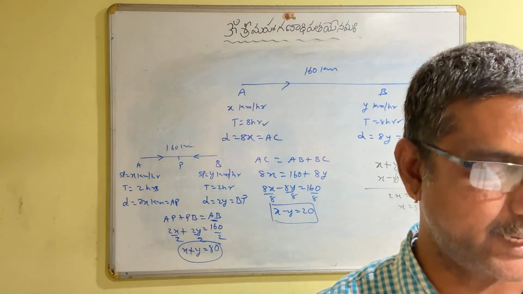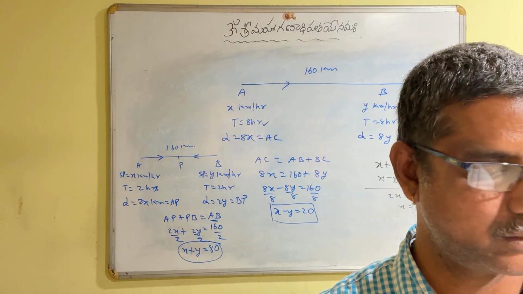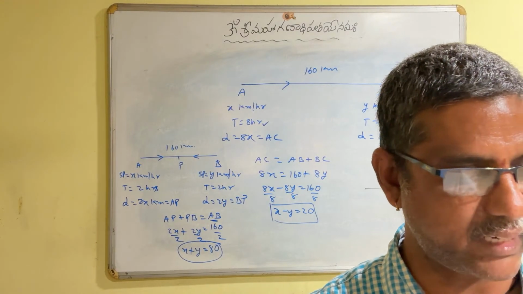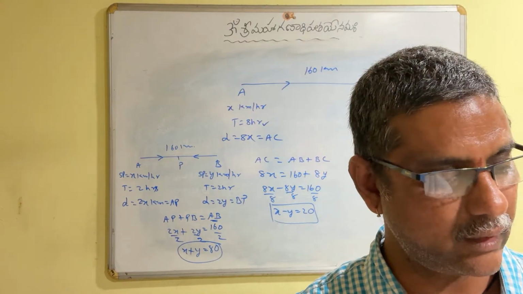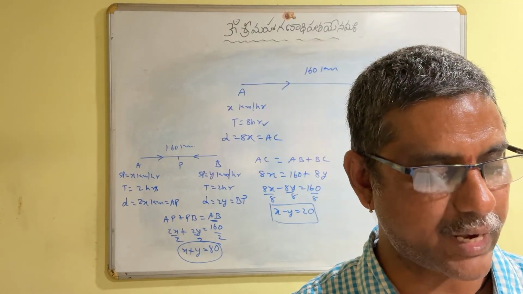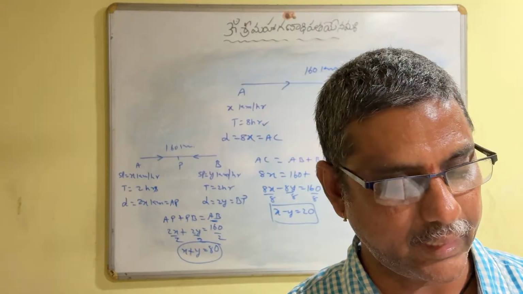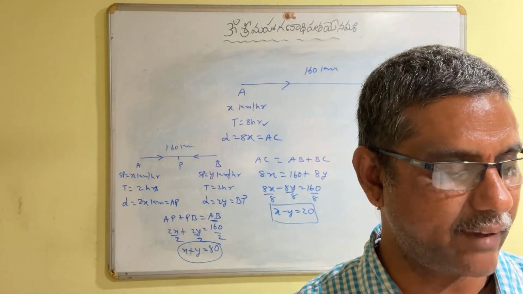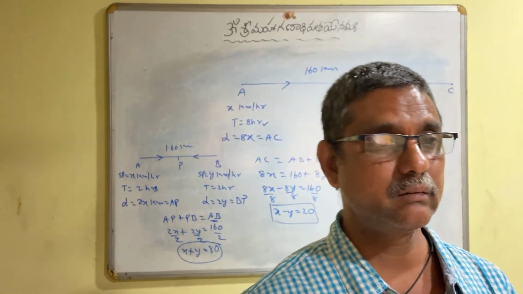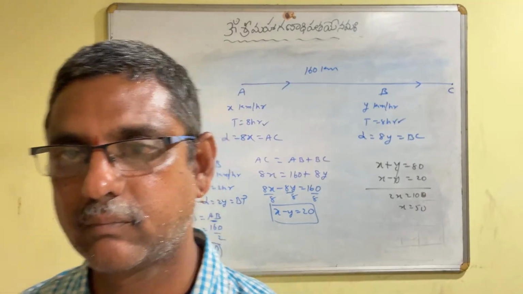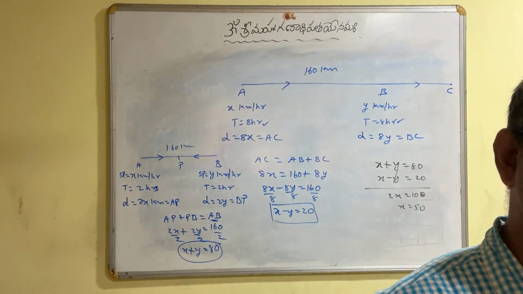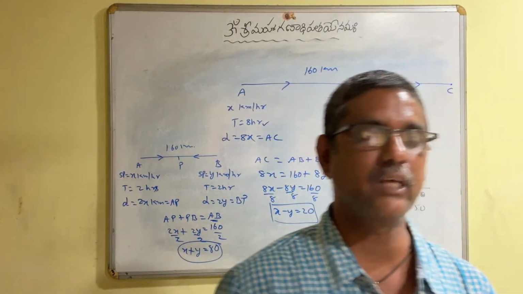See, I'll read out one question here. A sailor goes 8 kilometers downstream in 40 minutes and returns in 1 hour. Find the speed of sailor and the speed of current. He is asking both the speeds, which is out of syllabus. If he is asking only one speed and one will be given to you, then it is in the syllabus.